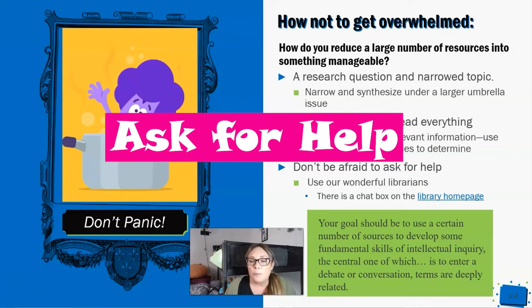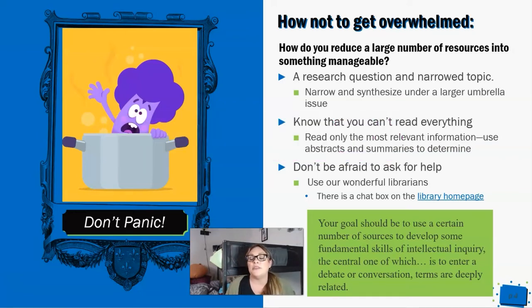Your goal should be to use a certain number of sources to develop some fundamental skill of intellectual inquiry, the central one of which is to enter a debate or conversation. Terms are deeply related, okay? So make sure that you're really trying to enter that larger conversation, but you don't have to know absolutely everything. The more research and the more things you know, the less you actually realize you know about the world in general, right? How much more you need to know.